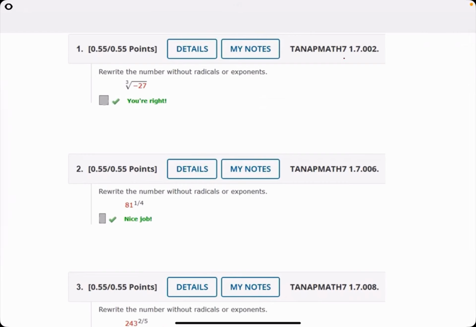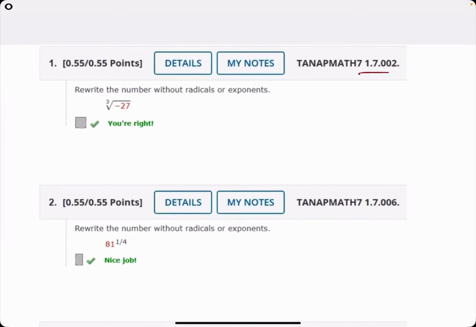Okie dokie, in this video we're knocking out WebAssign 1.7. Number 1, rewrite the number without radicals or exponents.